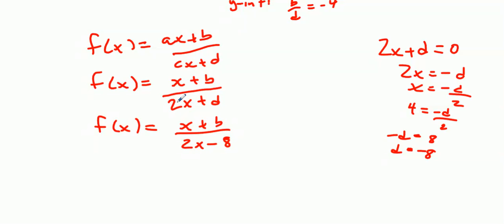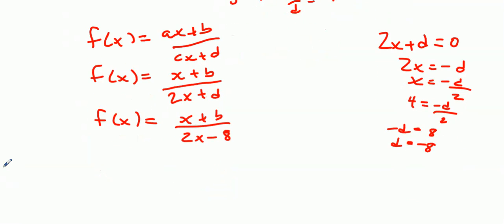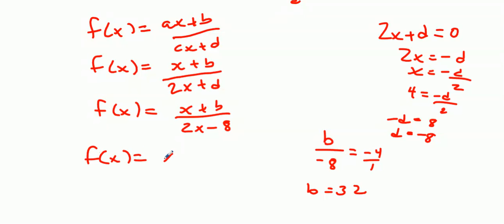Okay. So far I have a lot of information. I need one more thing to hold true, and that is my y-intercept has to be negative 4, and that comes from my b over d. So over here, we would say that b over d, which is negative 8, has to equal negative 4. So when I cross multiply to solve, b is equal to 32. So let's put that in. x plus 32, did I say negative 32? I think I'm getting tired. Over 2x minus 8. Let's double check.